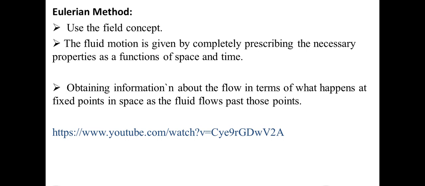And this is the Eulerian approach. It uses the field concept, and the motion is given by completely prescribing the necessary properties as functions of space and time. What happens to the fluid properties at fixed points in space as the fluid flow passes those points? For this you have to watch this video. So these are the two videos.